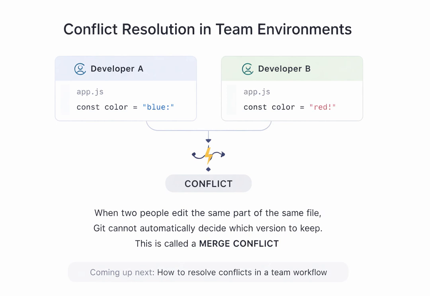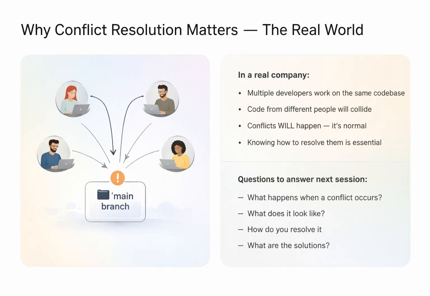The instructor is clear that this is something they'll go deep into in the next session, because it's one of the most important real-world Git skills you need. The instructor really stresses why this matters. When you're in a professional environment, whether it's an internship or a full-time role, you are always working in a team. Your code and your colleagues' code are going to collide.